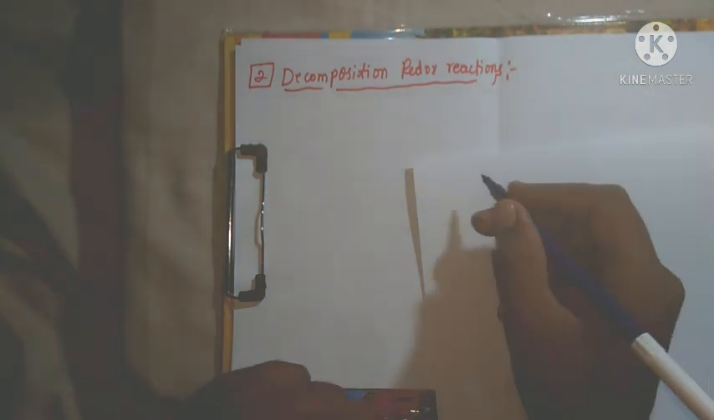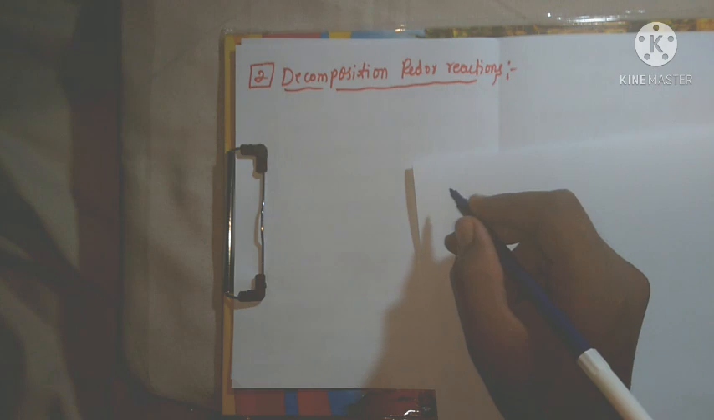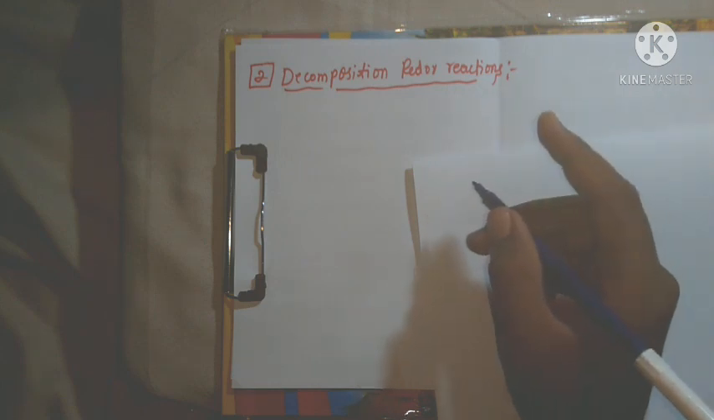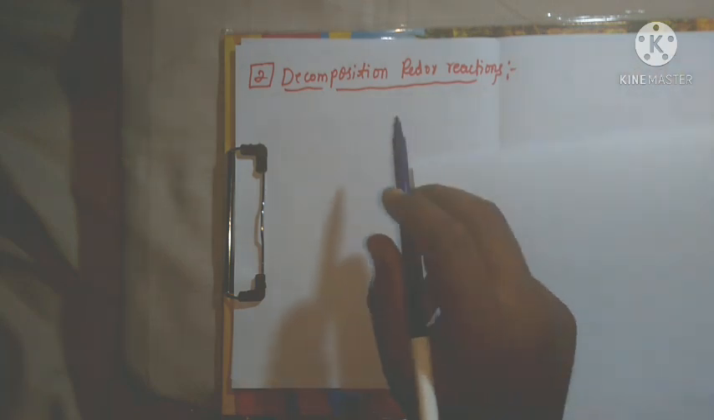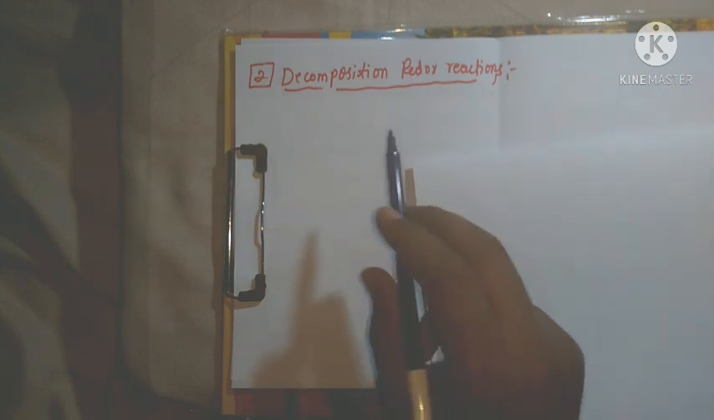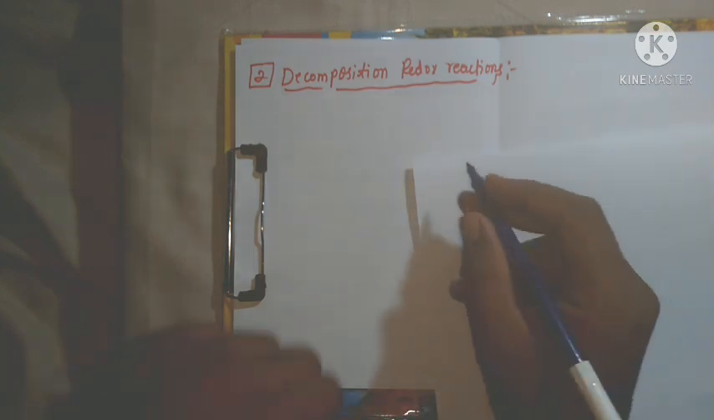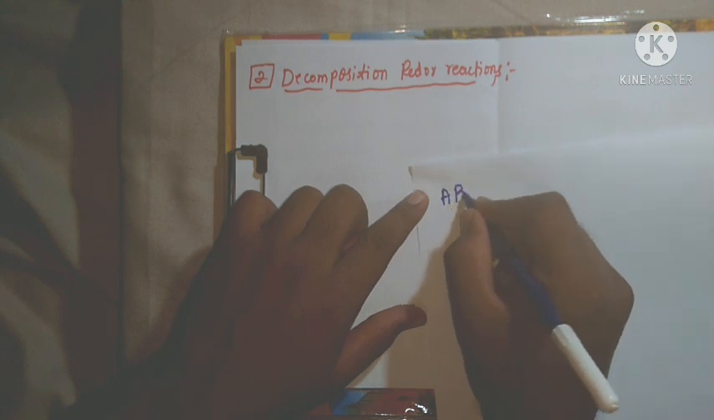Now, how is it exactly opposite? In the combination redox reaction, how many reactants are there? Two or more. But how many products are there? One. Here it will be exactly opposite, that is, only one reactant and two or more products. Such type of reactions are called what? Decomposition reactions. Now we will see, for example, AB.